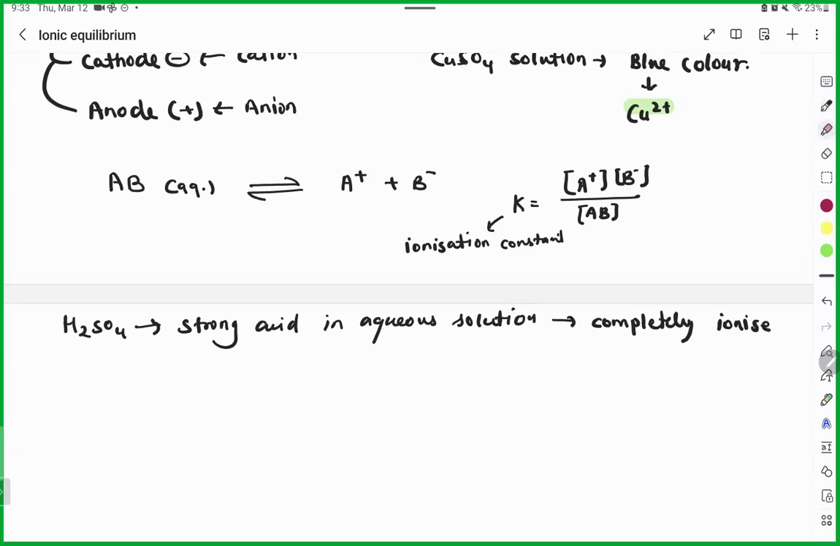Why do we say H2SO4 is a strong acid? Because it completely ionizes. A weak acid will not 100% ionize. Make sense? Any doubt?